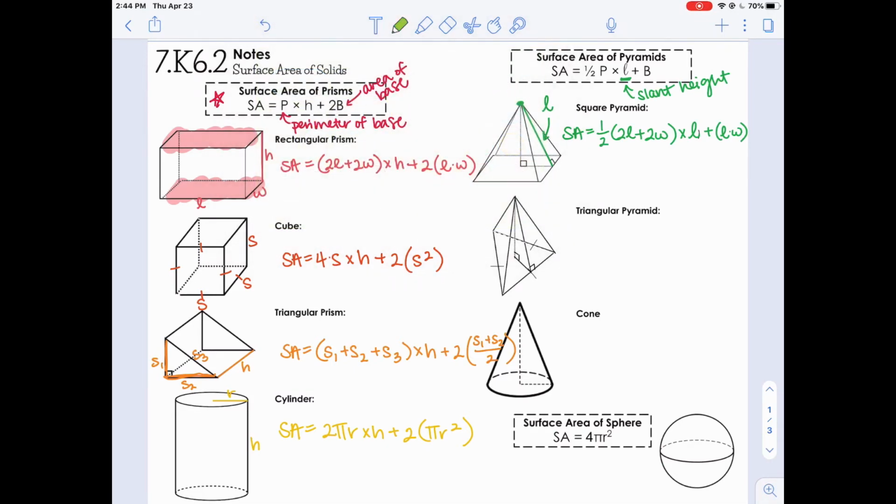Alrighty, we're going to look at triangular pyramids next. So the surface area of a triangular pyramid, we're going to take a half times the perimeter of the base, which is going to be our 3 sides added. This one, they're all the same, but I'm going to go ahead and label them as different sides in case we don't have an equilateral triangle. So we're going to take side 1 plus side 2 plus side 3. Multiply that by the slant height, and then add the base area. Again, I wrote too big, so let's scoot this over.